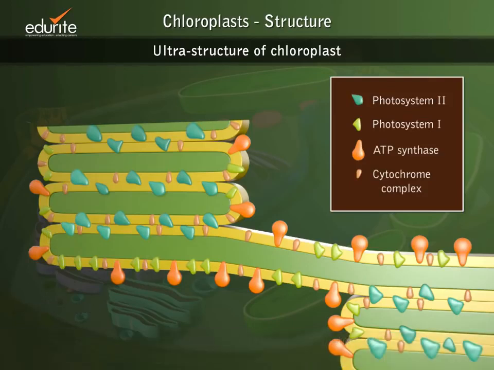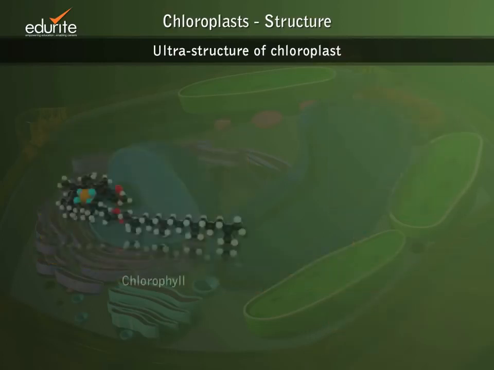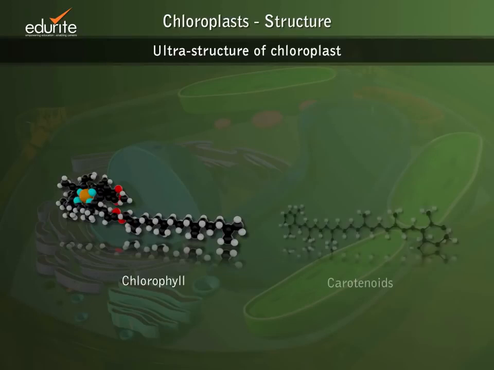The larger granules are called photosystem II or PS2, and the smaller granules are known as photosystem I or PS1. The intergranal lamellae lack photosystem II but contain only photosystem I. The thylakoids contain photosynthetic pigments, namely the green pigments chlorophyll A and B, and the yellow to red pigments called carotenoids.